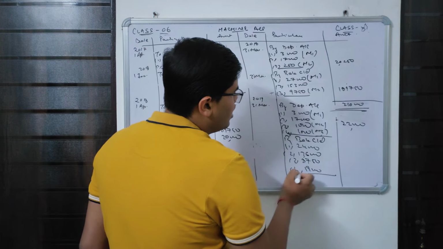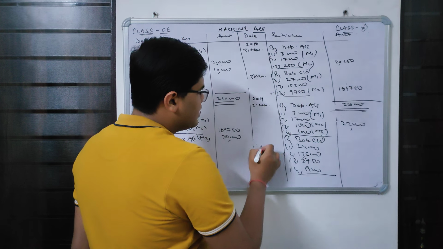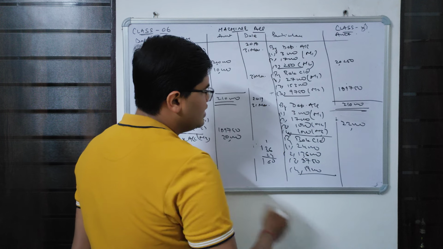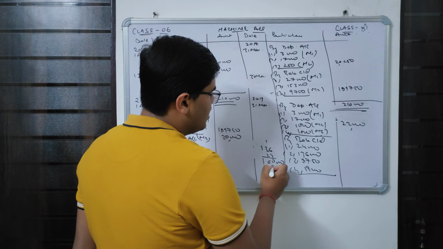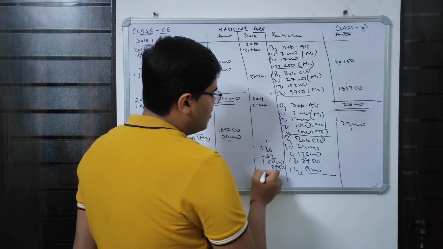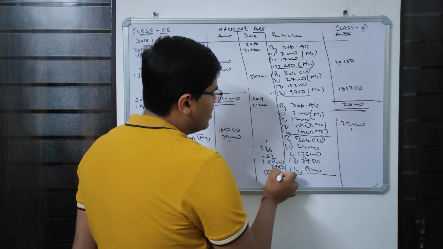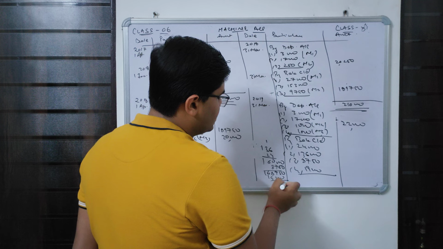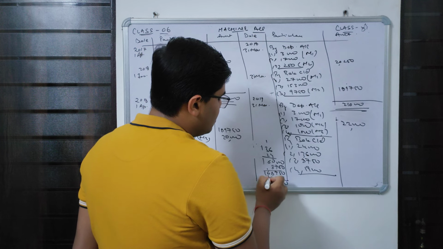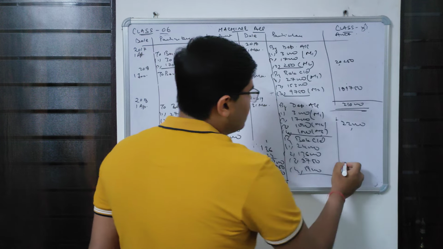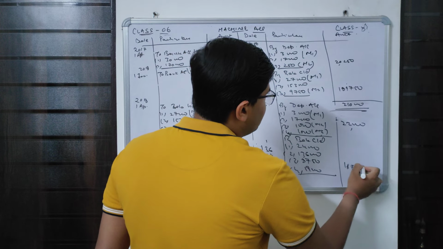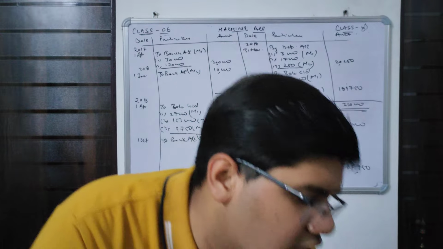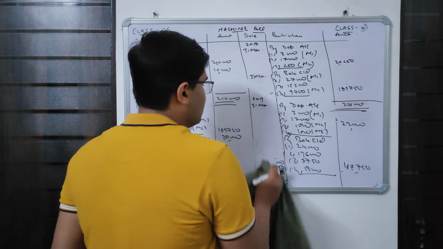So when we total it, what will we get? 136, 24, 160, 8,750. We will get 1,68,750 and 19,000. It will be 1,87,750.